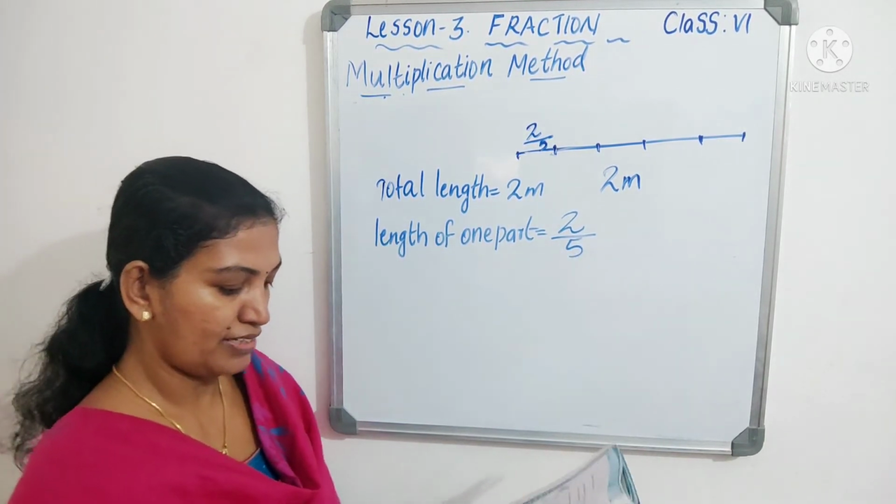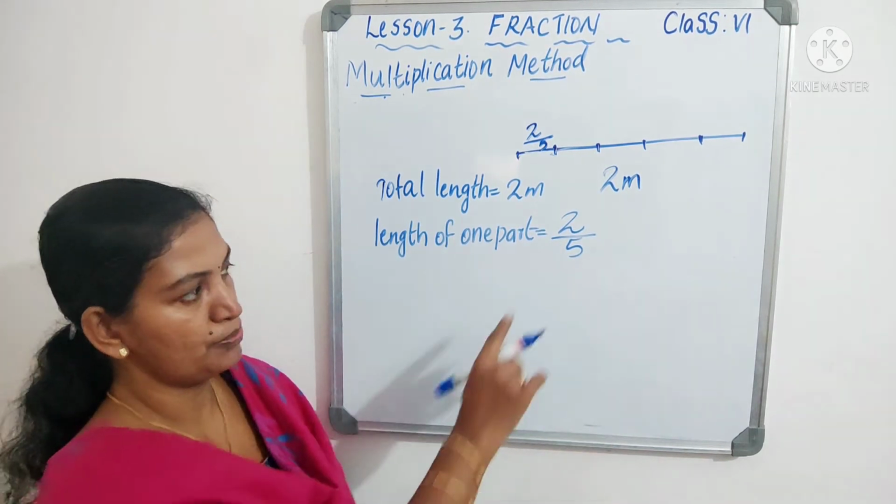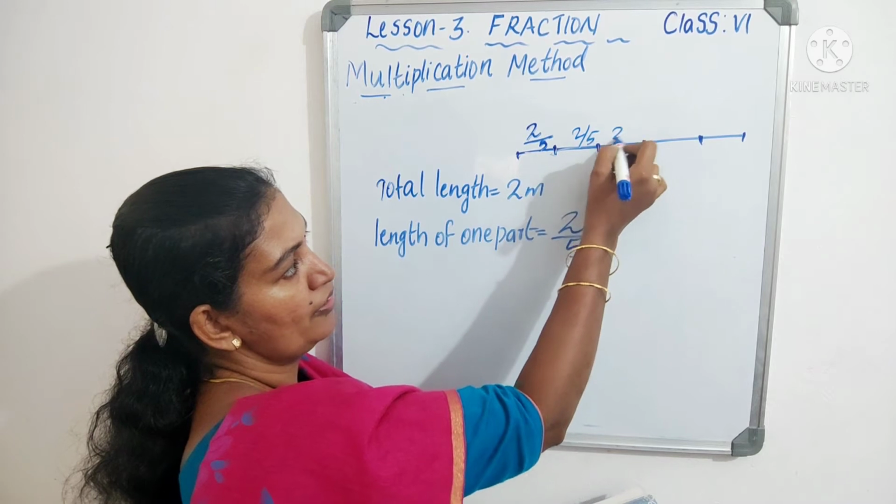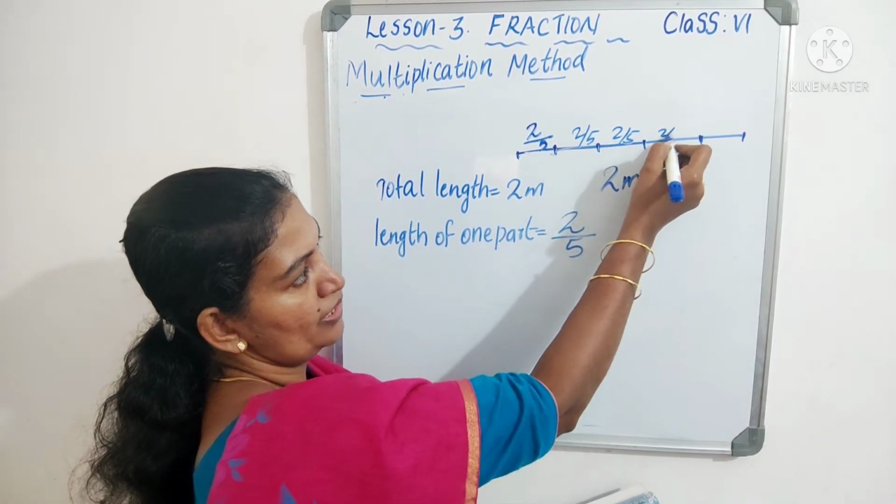Next, you have to find the length of each piece. So one piece is 2 by 5. So all these pieces are 2 by 5 meters.